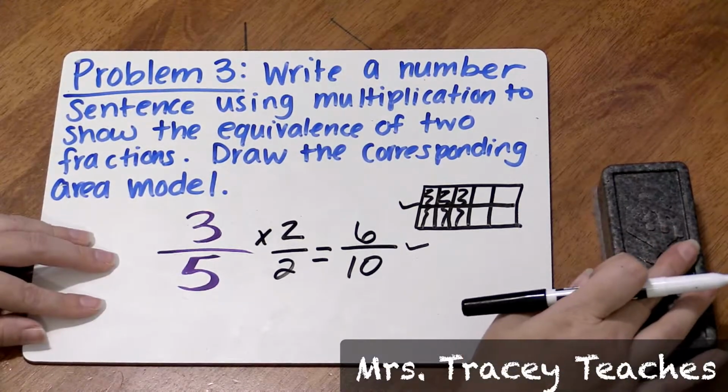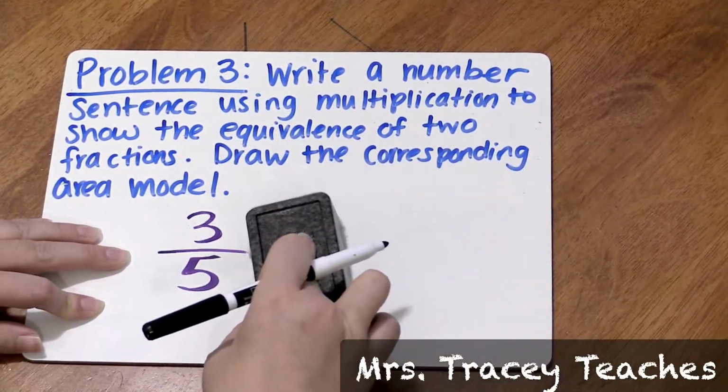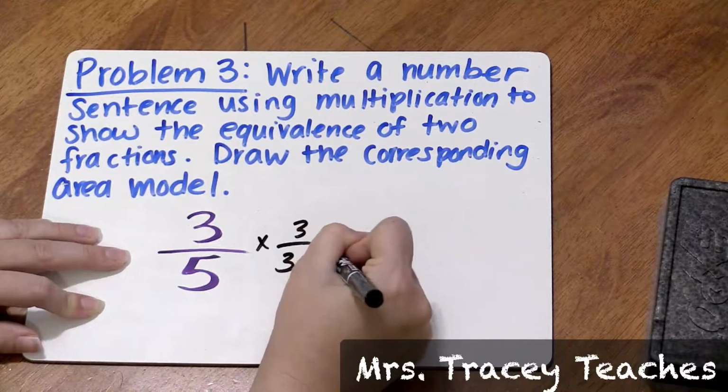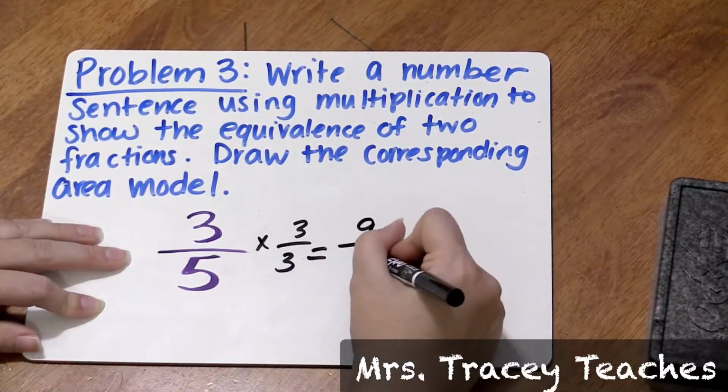Now, what if I multiplied 3/5 by 3? So I know 3 times 3 is 9, and 5 times 3 is 15.